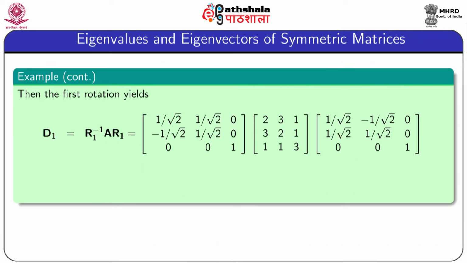Therefore, the first rotation yields the matrix D1 equal to R1 inverse A R1. After simplification, this becomes the matrix whose first row is 5, 0, 1.4142, second row is 0, minus 1, 0, third row is 1.4142, 0, 3. It may be noted that this is not a diagonal matrix. So, the next iteration is required to convert D1 to a diagonal matrix.